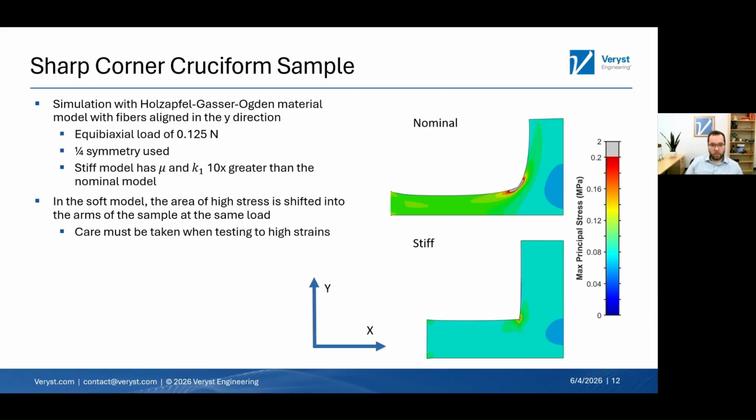So the sharp corner cruciform sample is shown here. This is just a quarter symmetry, Holzapfel-Gasser-Ogden material model with fibers aligned in the y direction. We have an equal biaxial load of 0.125 newtons. And the stiff model basically has these stiffness-like parameters in the Holzapfel-Gasser-Ogden model, so your mu, your K1, 10 times greater than the nominal model.